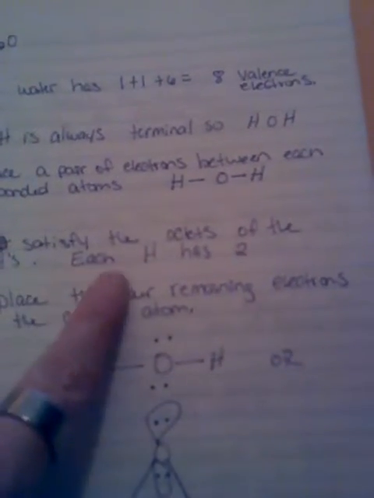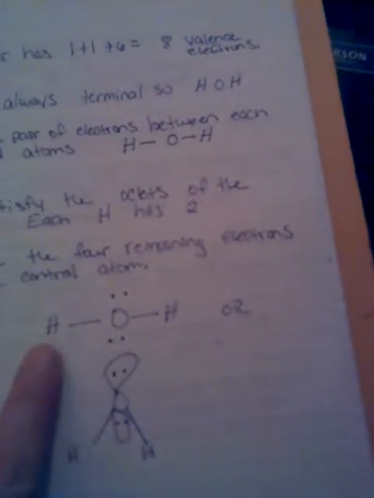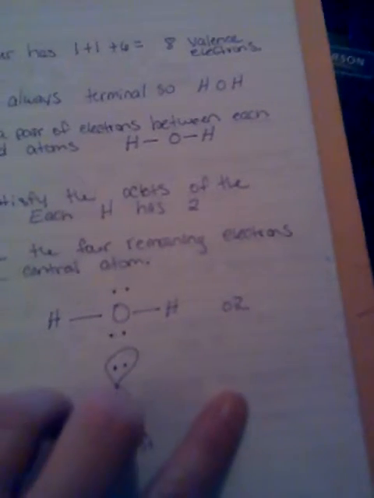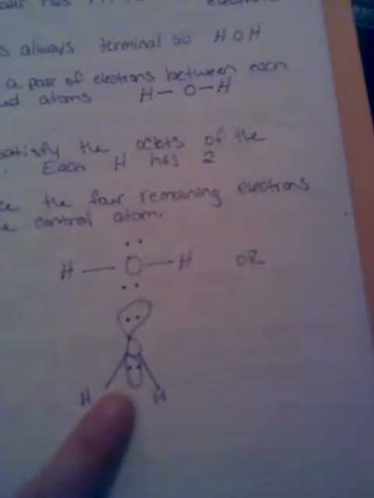Okay? So step 4, satisfy the octets of the outer H's. Each hydrogen has 2. Now step 5, place the 4 remaining electrons around the central atom, which is oxygen. So we have 2, 4, 6, and 8. And since water is bent, we write it like this.